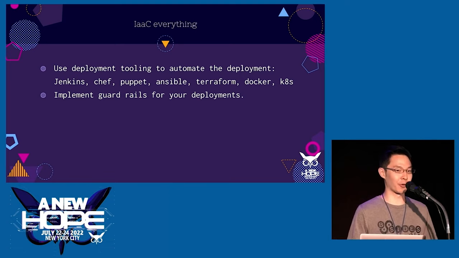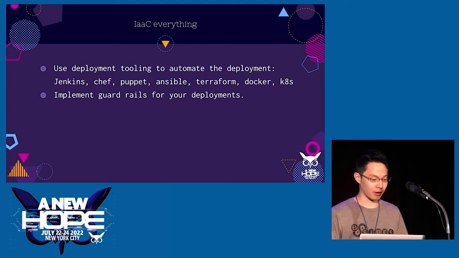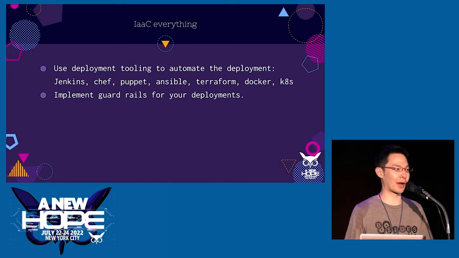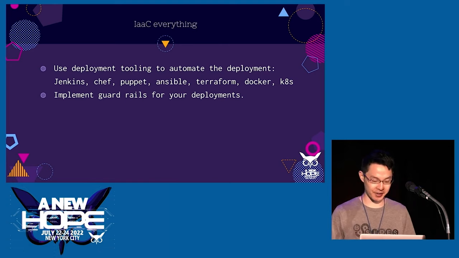And of course, like anything, implement guardrails in your CI/CD pipelines and your deployment pipelines to make sure that you aren't deploying bad code, bad builds, and things like that, because you don't want to purposely fat finger something and disrupt your service.